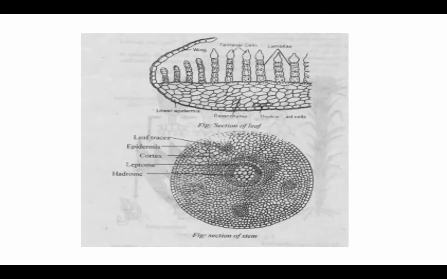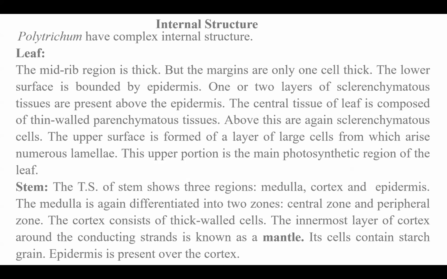The central region is called hydrome. Hydrome helps in conduction of water, equal to the xylem tissue, and this hydrome is surrounded by leptome. That leptome is similar to the phloem tissue of higher plants. It helps in carrying the food materials. So this is about the stem anatomy.